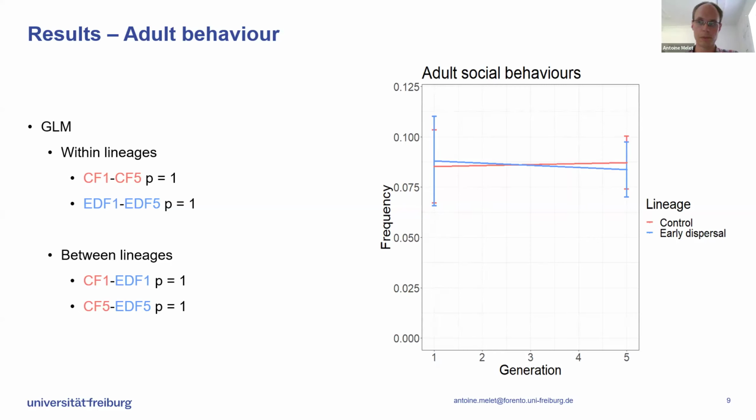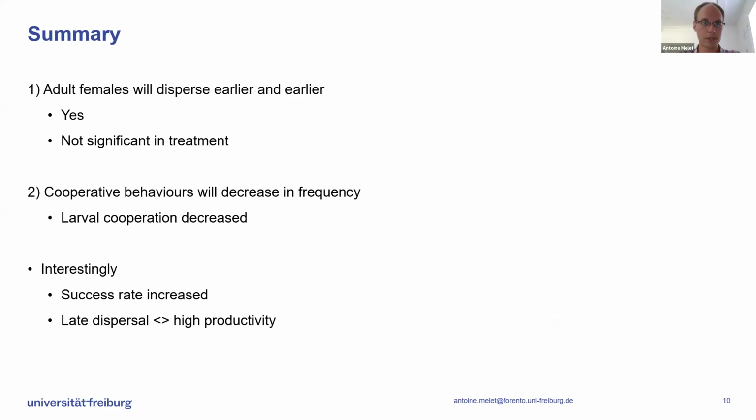So to summarize my results, I made the hypothesis that adult females will disperse earlier and earlier. They do. The difference was not significant in the treatment lineage. And I made the second hypothesis that the cooperative behaviors will decrease in frequency. They do, but the difference was not significant either.